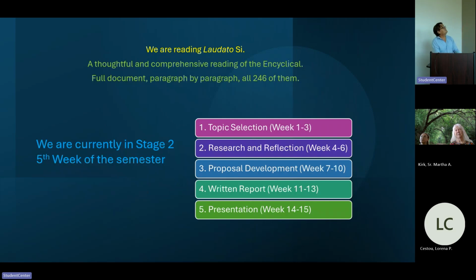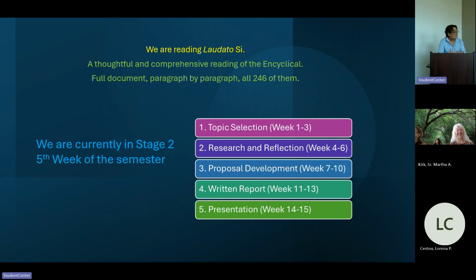So we are very serious about it. We are doing a thoughtful and comprehensive reading of the encyclical, the full document, paragraph by paragraph, the full 246 paragraphs that there are. That's a lot. And a lot to think about, reflect on, and be inspired by, and maybe try to link ideas with the traditional science that we've been teaching, and even the prayers, sister. There are 2 prayers at the end. We'll end up reading those.